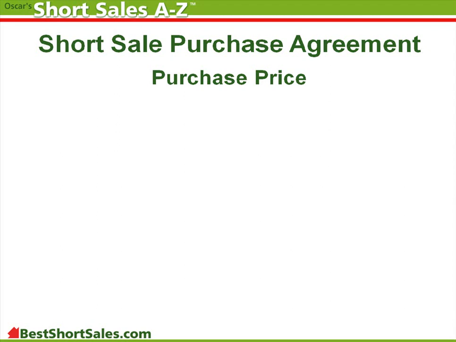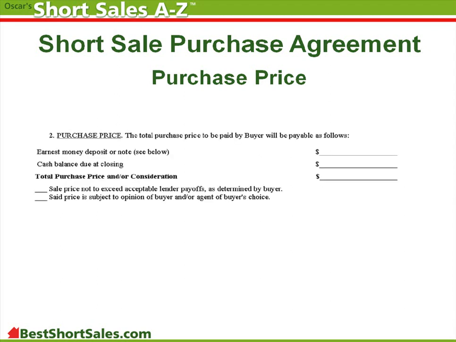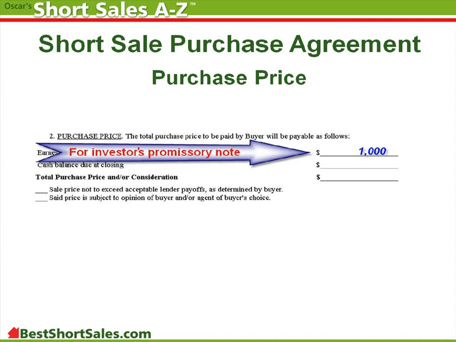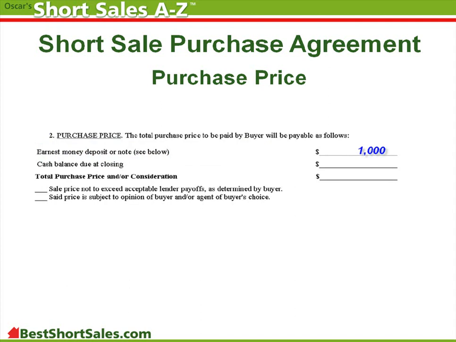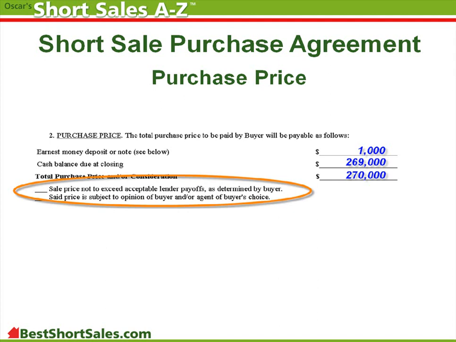Purchase price. For this example, we are going to use easy round numbers. Earnest money, $1,000. For investors, it's better to use a promissory note. The reason will be evident later. Cash due at closing, $269,000. Total price, $270,000. Now come two important contingencies.